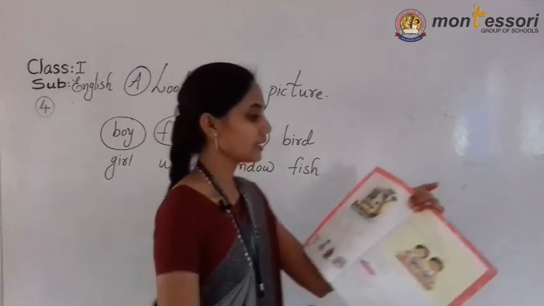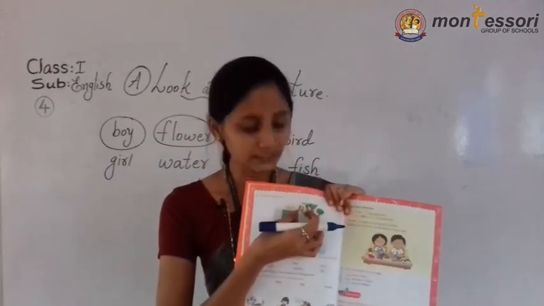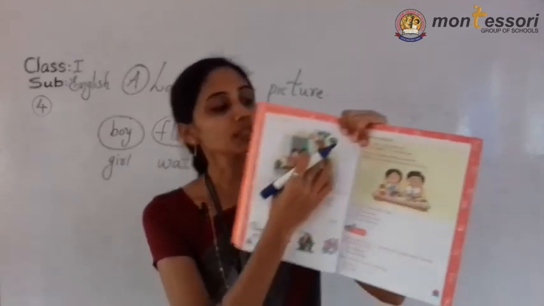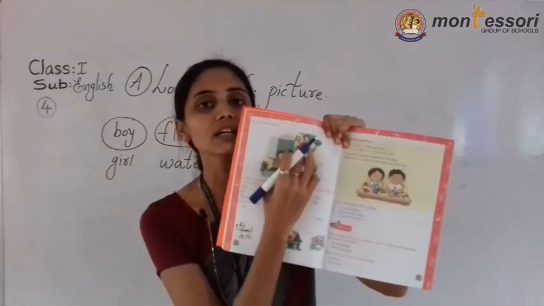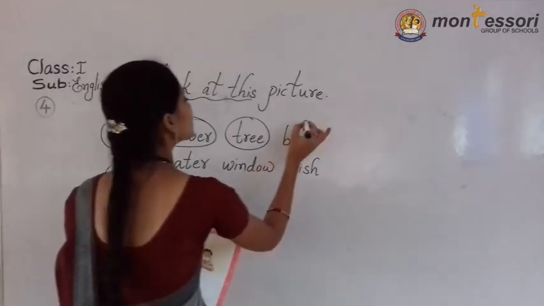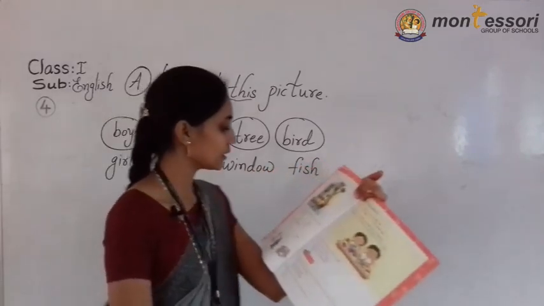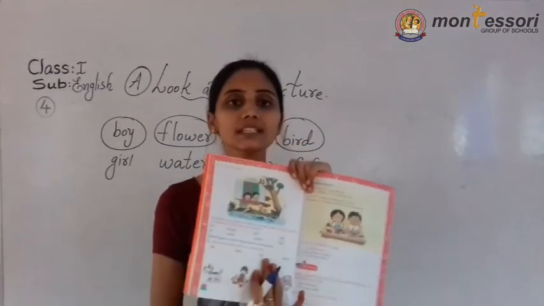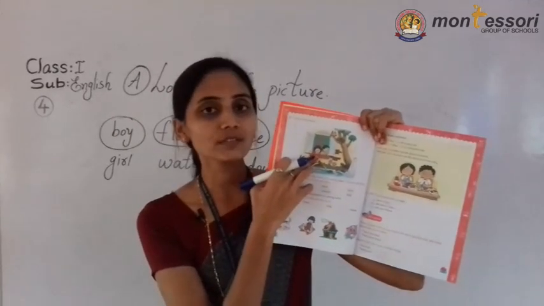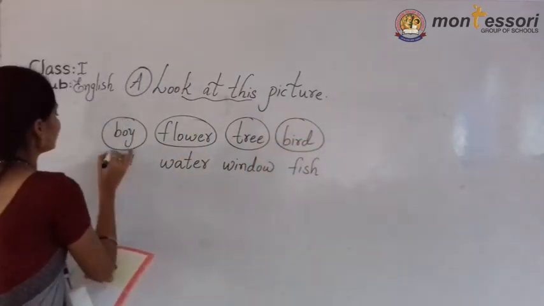Next, bird. Can you see the bird in this picture? Yes, the bird is sitting on the branch of a tree. Can you see the bird? So, we have to circle the word bird. Next one is girl. Can you see the girl in this picture? Yes. See, here is the picture of the girl. Now we have to circle the word girl.